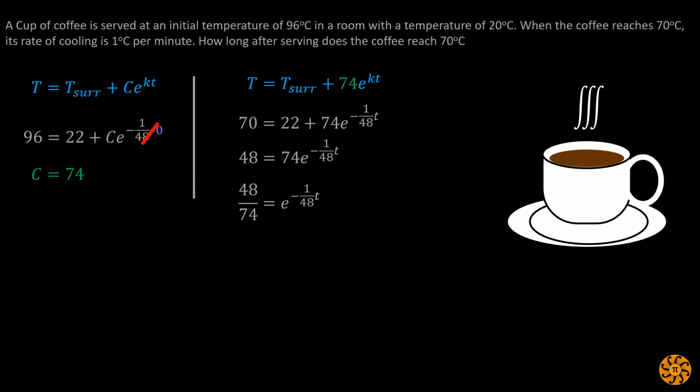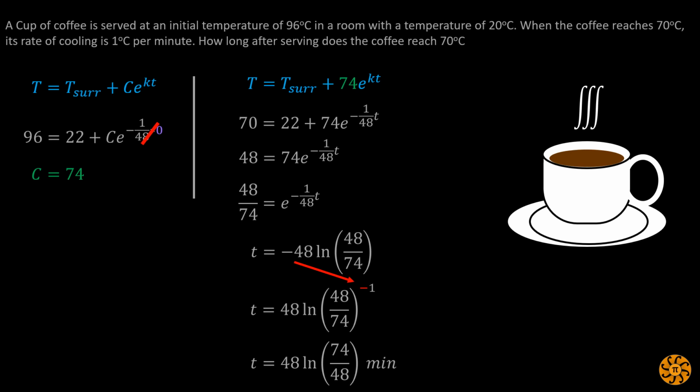We can then take the natural log and we are left with t equals -48 natural log of 48 over 74. This negative sign is just an exponent. We don't actually have negative time. It makes the natural log positive. We can continue to rearrange in order to get an exact result that t equals 48 natural log of 74 over 48 minutes. This is approximately 20.78 minutes until the coffee cools down.